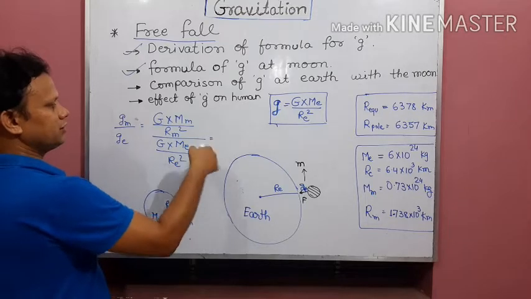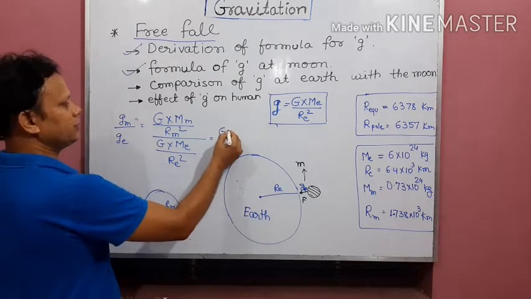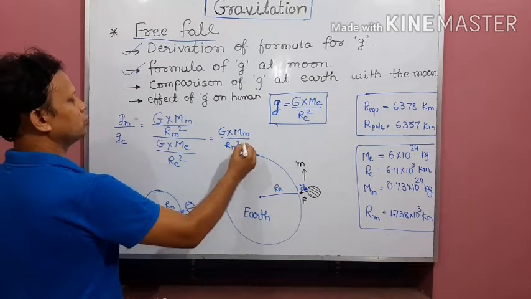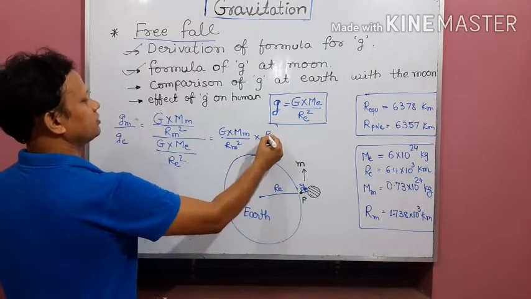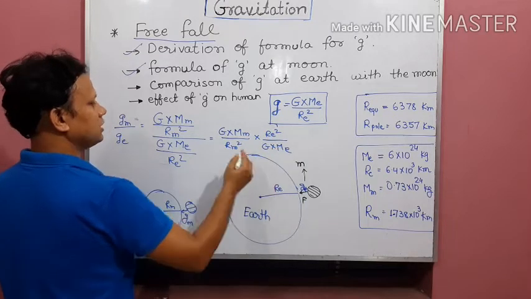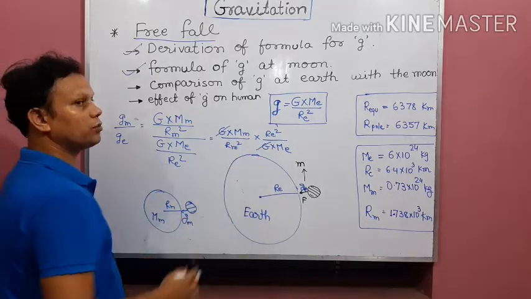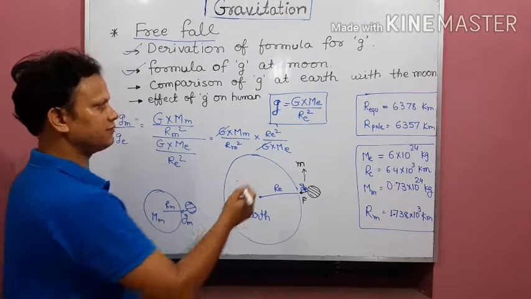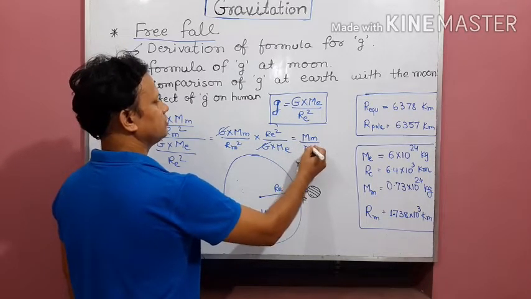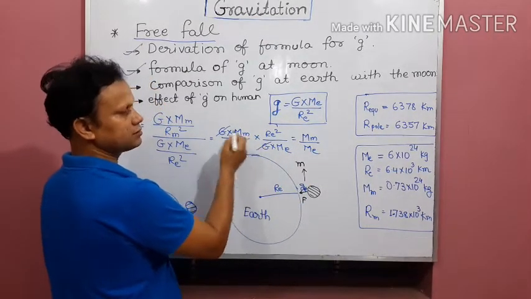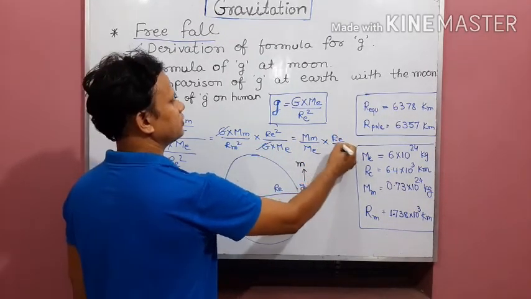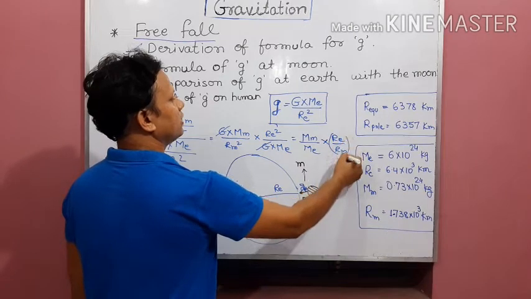When you reciprocate it, what are you going to get? Capital G into mass of the moon upon radius of the moon square into radius of earth square upon capital G into mass of the earth. So here you can see capital G is common, so it will get cancelled, and finally when we take the ratio, mass of the moon upon mass of the earth, that means these two we have taken together, mass with mass, and then radius with radius. So radius of the earth upon radius of the moon, square.